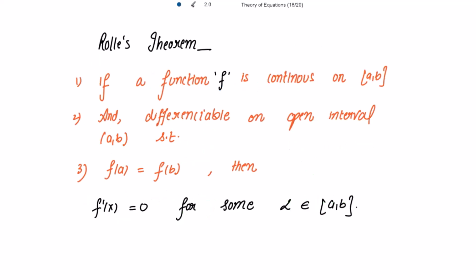Before starting with the solution, let's recall Rolle's theorem. If a function f is continuous on the closed interval [a, b] and differentiable on the open interval (a, b) such that f of a is equal to f of b, that is, the value of the function at x equal to a and the value of the function at x equal to b are equal, then f dash x equal to 0, that is, the first derivative of the function is 0 for some alpha belonging to the interval [a, b]. So we are going to use this Rolle's theorem in this solution, which is very helpful.